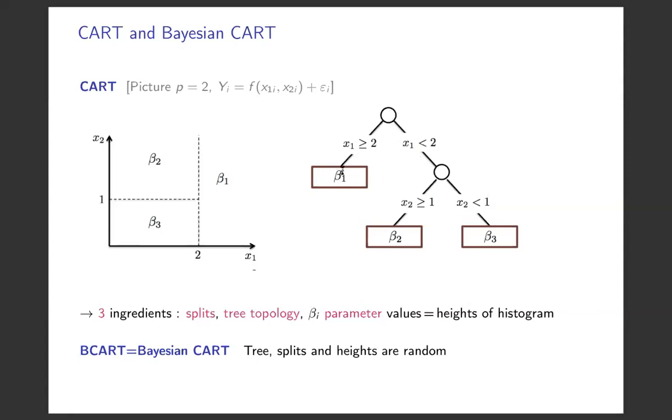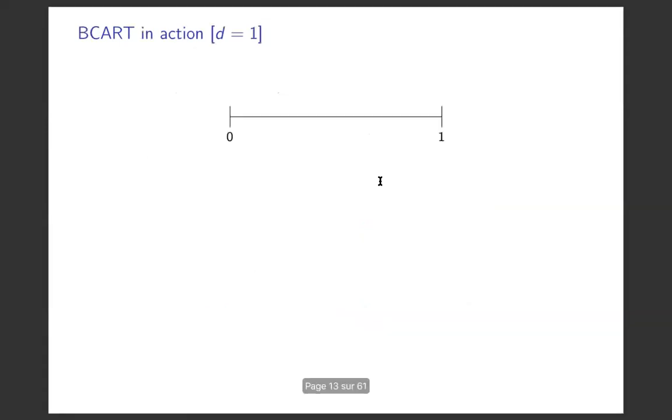And on each branch, you put certain splits which define the way you cut your space. So already here on this picture, we see that there are 3 main ingredients: the splits, the tree, and the parameter values. And this will come in all the time in the next slides. And the B-CART or Bayesian CART, I'll say B-CART for short, is the same, but everything is random: splits, trees, and parameters. Let's see B-CART in action in dimension 1.